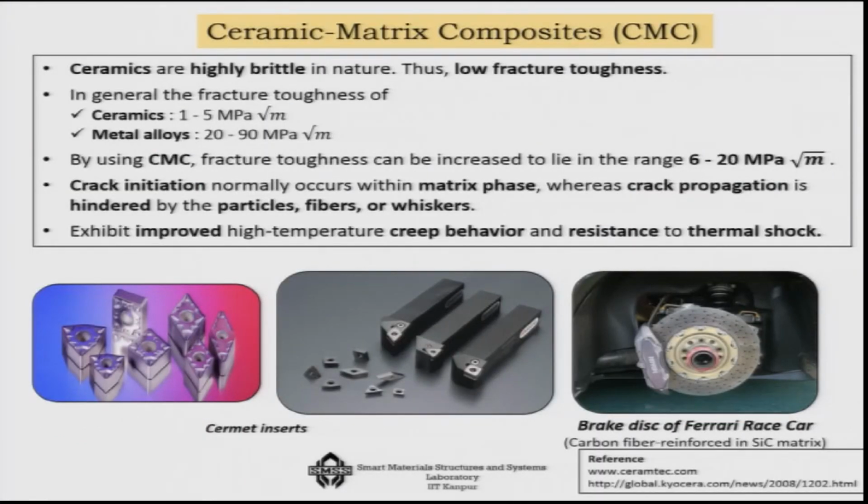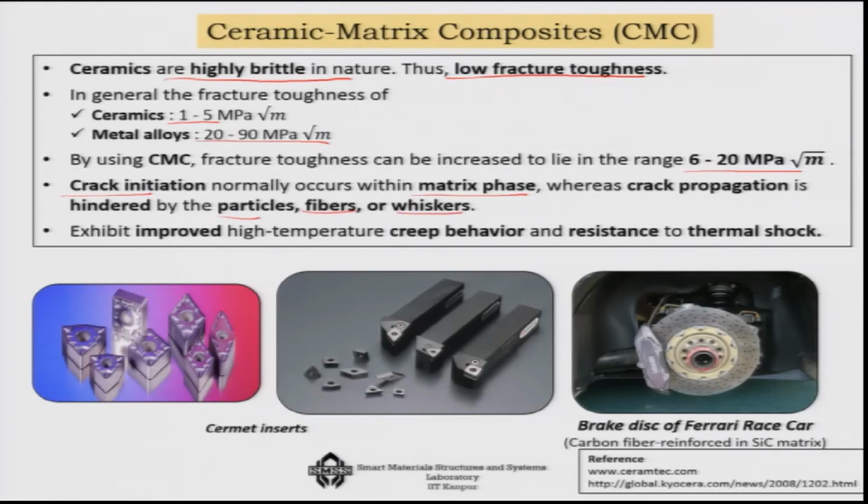Now, we talk about ceramic matrix composites. Ceramics as matrix are highly brittle in nature, so definitely they are going to have low fracture toughness. In general, the fracture toughness of ceramics is 1 to 5 MPa root meter, whereas for metal alloys it is 20 to 90 MPa root meter. So, if I mix metallic fibers in ceramics, then I am going to increase the fracture toughness of the ceramics, and that means the crack initiation, which will normally occur in the matrix, will be hindered by the particles, fibers or whiskers.